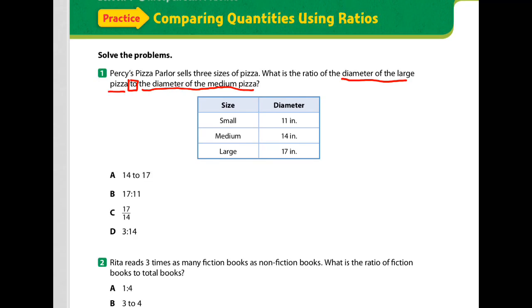So the first thing asks us for the diameter of the large pizza, which is 17.2. And the second thing it asks us is the diameter of the medium pizza, which is 14. So for this one, you should have had 17 to 14, C. If you had A, you wrote them in the wrong order, just so you know. All right, give yourself a C if you had it right, like a big fat C just like that, or an X if you had it wrong, and that's just for you, just so you can learn from your mistake.